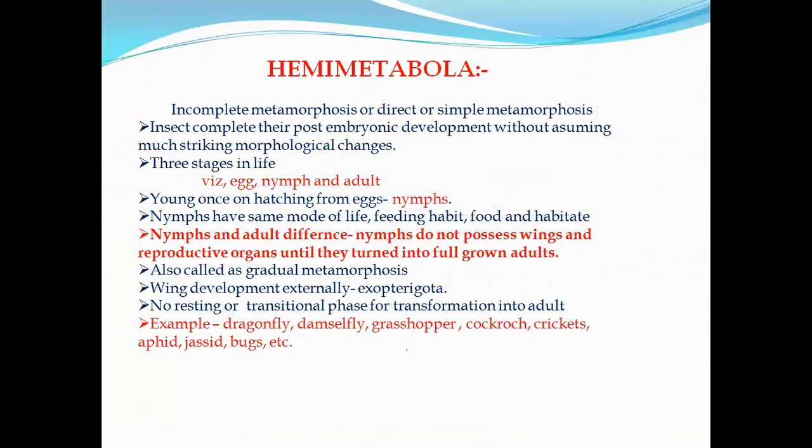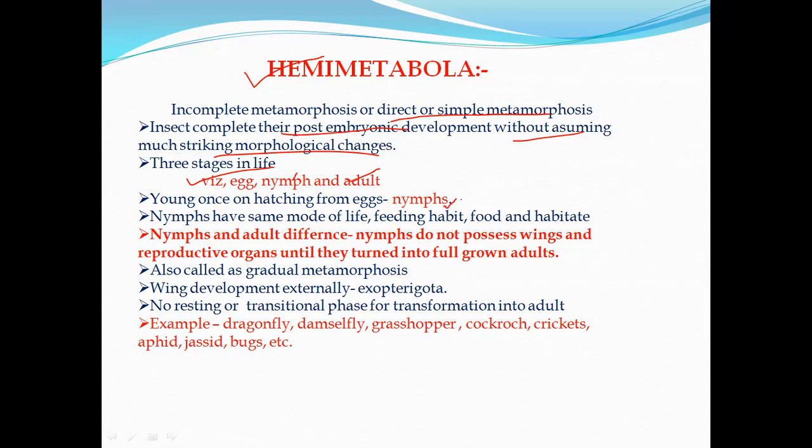Now the second one is hemimetabola, which we can call incomplete metamorphosis, or direct or simple metamorphosis. In this, the insect completes its post-embryonic development without undergoing any striking morphological changes. In this one also there are three important stages: egg, nymph and lastly adult. The young one that hatches from the egg is called a nymph.